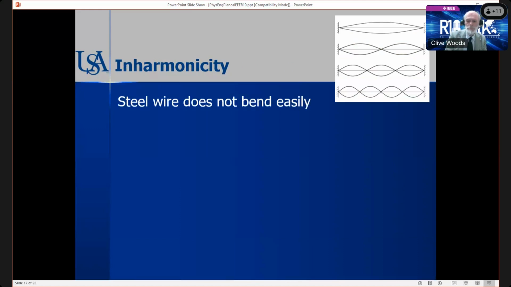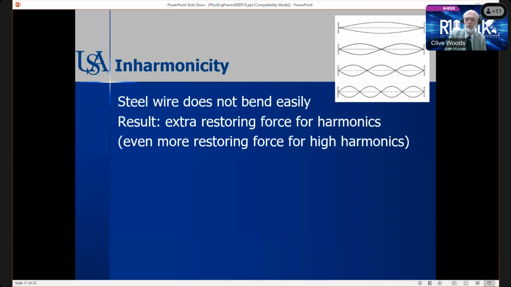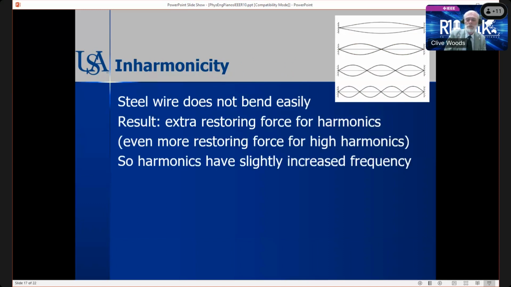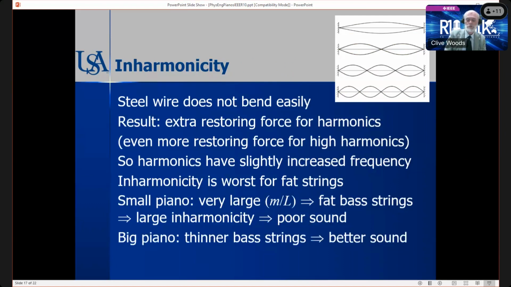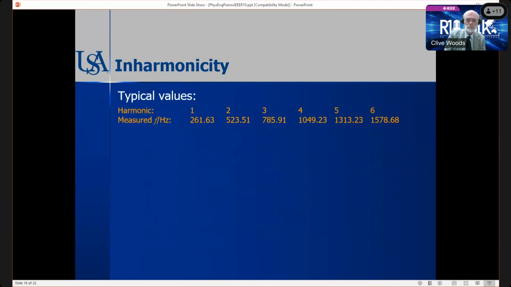Steel wire doesn't bend easily, so that means the highest harmonics have extra restoring force. That means that the high harmonics have increased frequency, and it's worst for the fat strings. And that's why small pianos sound bad. They have a very high linear density, fat bass strings. That means the sound isn't very good. And big pianos have thinner bass strings, which gives you better sound.